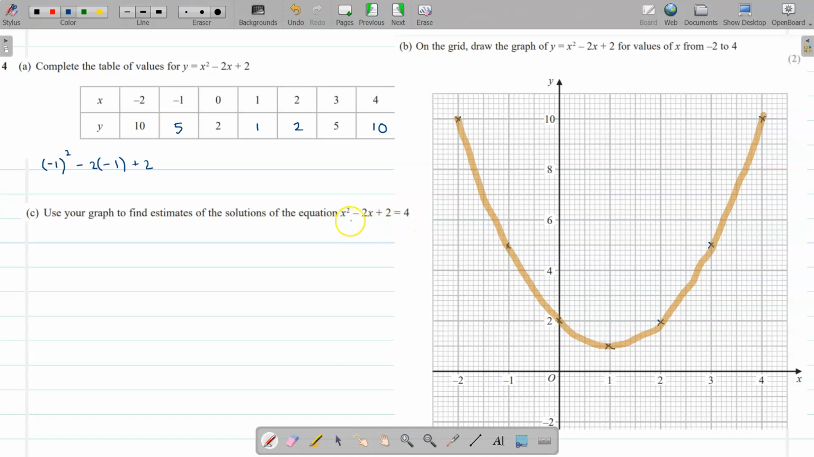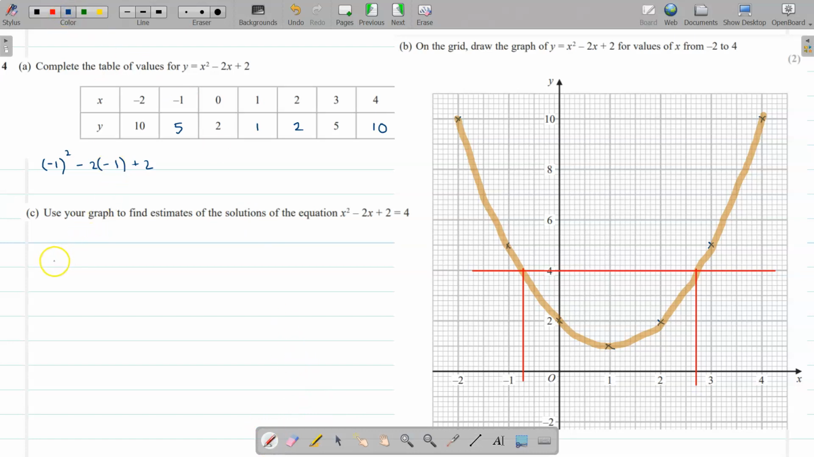Well, look, on the left I've got x squared minus 2x plus 2, which is what I've just drawn. I now need to draw the line y equals 4 on the same grid. So the line y equals 4 is this line here. And I just look at where my red line crosses the curve and estimate those solutions. Well, let's look at this one here. That's about minus 0.75, and this one is about 2.75. So all I need to do is just write those down.